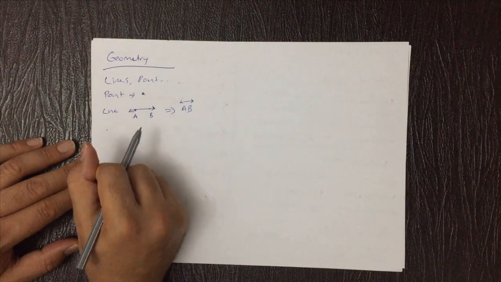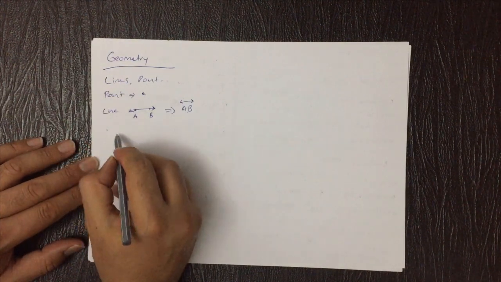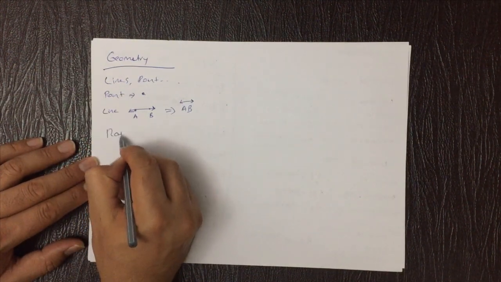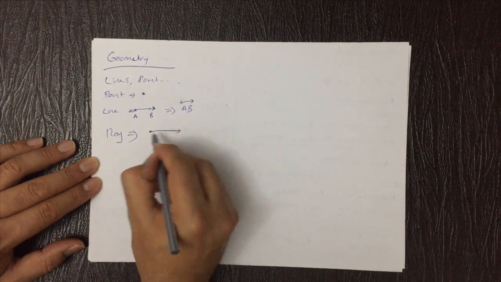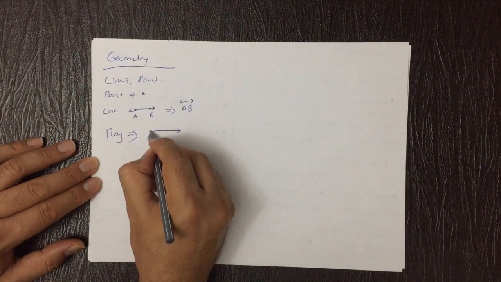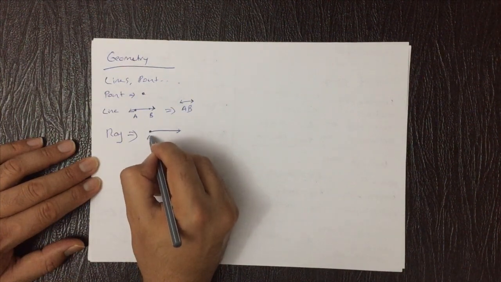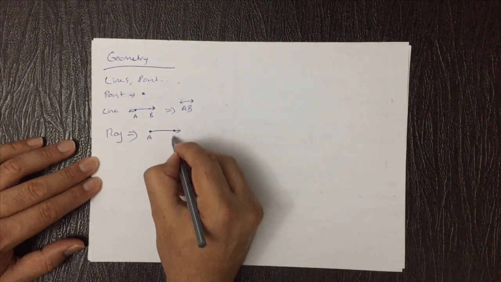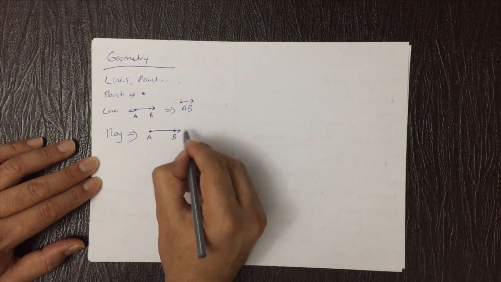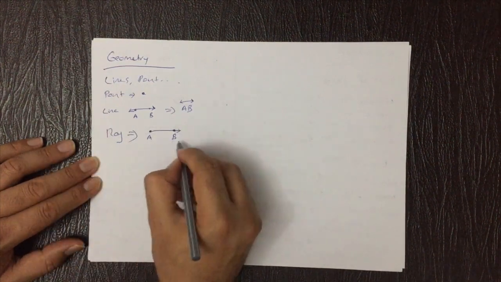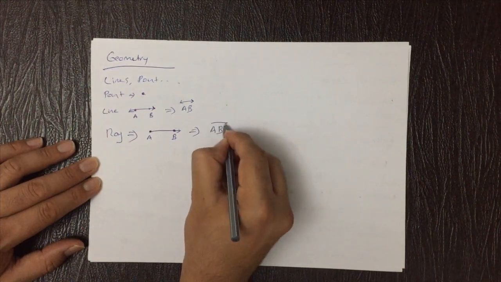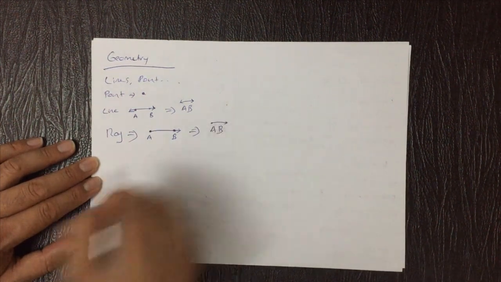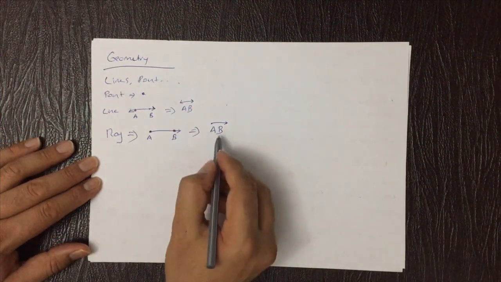Okay. So let's look at the ray. What is the ray? One point is stopping, it's like a light. One point is stopping, but the other side is going to infinity. So I am showing it like that. Okay, I can read it like ray AB.